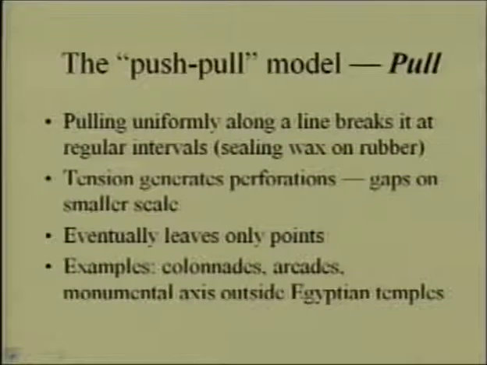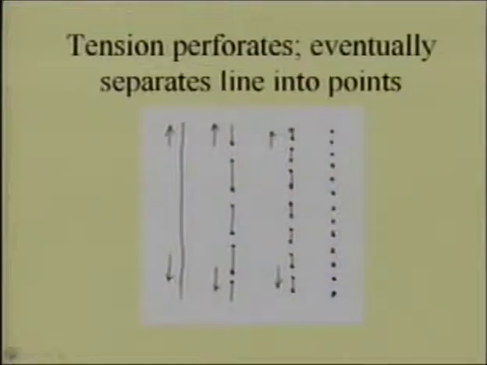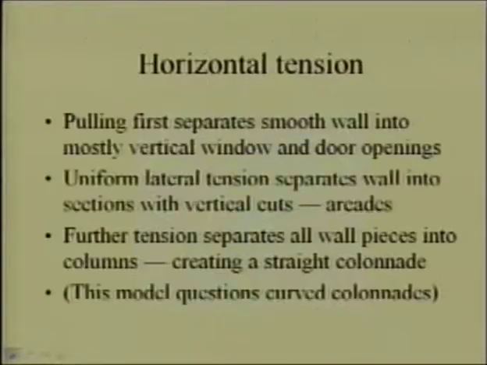I'm sorry I don't have a model to show you here, but I will try to draw some pictures. And you're going to get colonnades and arcades, or the monumental axis outside the Egyptian temples, which is lined with sphinxes, or with the animal gods. So here we are pulling a material in the vertical direction, and it breaks first into large pieces. If you keep pulling it uniformly, again, imagine a line of sealing wax on a rubber sheet, it will eventually break into smaller and smaller pieces as you're separating this out.